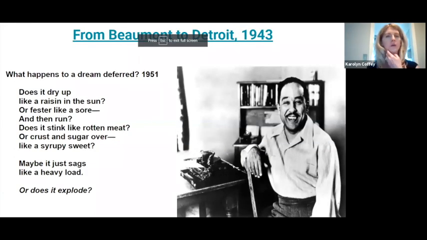I have some examples on housing segregation, or just the overall feel about racism during this time period. Both of these are from Langston Hughes, From Beaumont to Detroit, and of course, What Happens to a Dream Deferred. So students can do a poetry analysis. It's related to the topic.